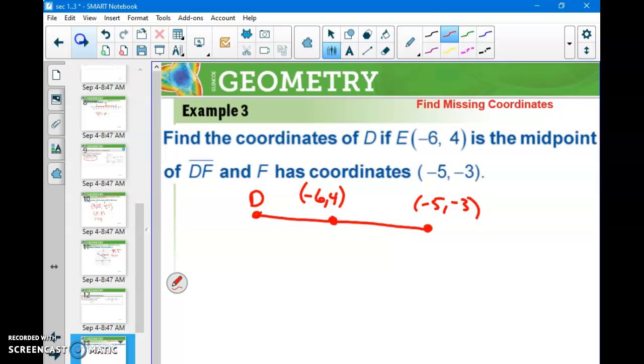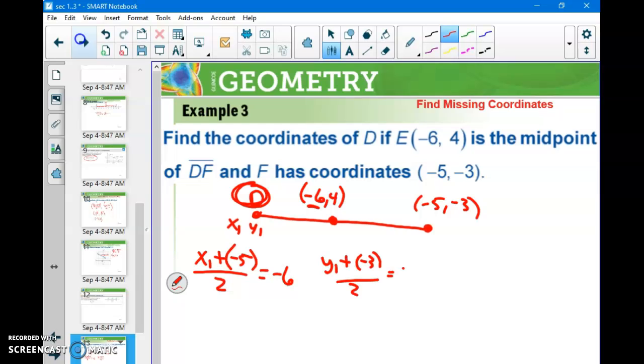I'm going to say we don't know what these points are, so I'm going to call it x1 and y1. And so I'm going to say, hey, x1 plus negative 5 divided by 2 is equal to the x value of the midpoint, which is that. And we're going to do the same with the y values. y1 plus negative 3 divided by 2 is equal to 4, the y value of the midpoint.